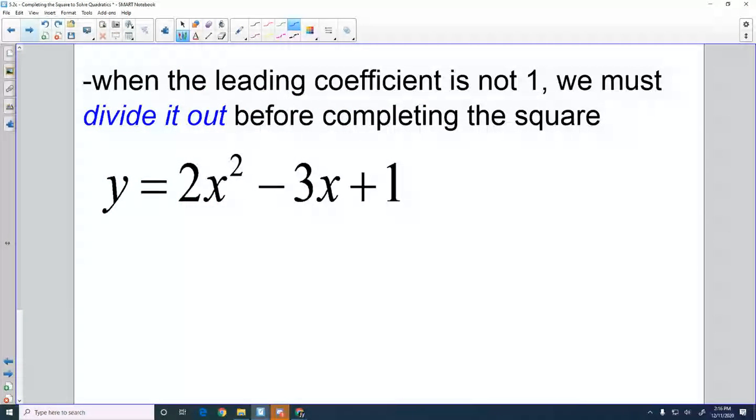All right, now these are the more tricky problems, the more involved ones. When the leading coefficient is not a 1, when there's an actual number in front of the squared term, like 2 in this case, we can't complete the square whenever that x squared has a number in front of it. So let's just divide it out. Everyone jot this down, right? Y equals 2x squared minus 3x plus 1.